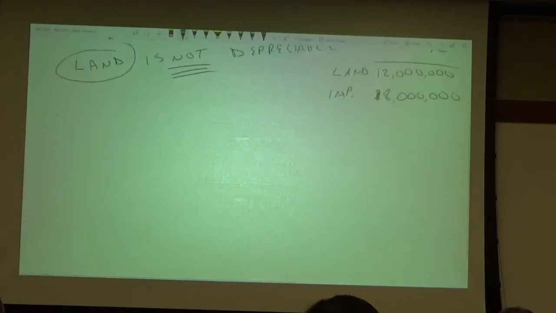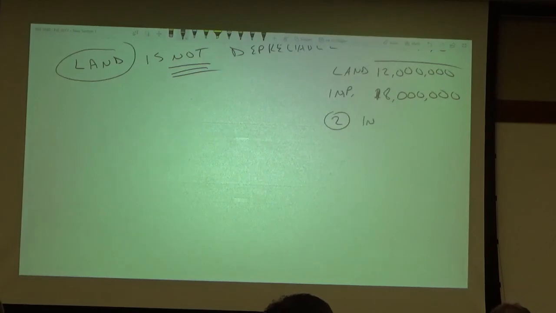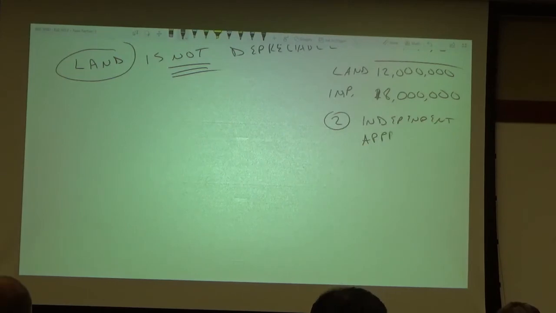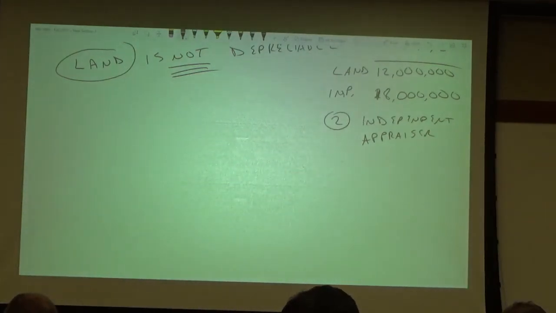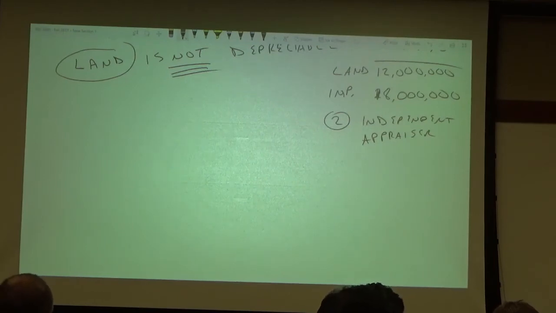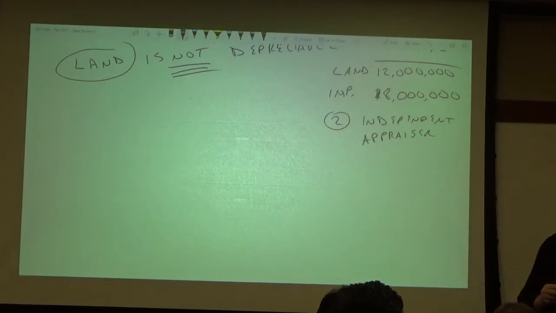Number 2, an independent appraiser. Okay? So you go out, you find an independent real estate appraiser, you pay them a fixed fee to basically value your property and to place an actual dollar value on the land and on the improvements. So you're going to get that when you buy the property anyway.